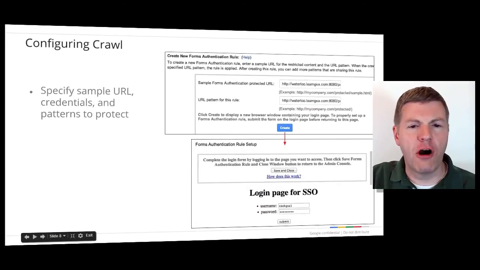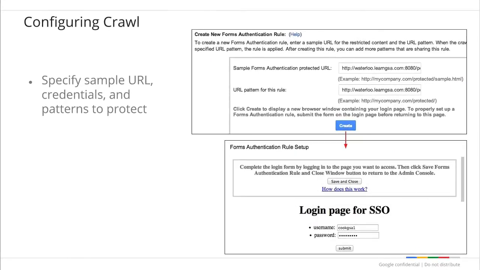To configure Secure Crawl using cookies, go to Forms Authentication under Content Sources, Web Crawl, Secure Crawl. Specify a sample URL that all authenticated users are allowed to see, and a URL pattern for cookie-protected content. Then, click on the Create button. The GSA will then fetch the login form from the server and present the form to you. Enter the credentials you want the GSA to use. Again, these credentials must allow read access to all cookie-protected content you want to index.